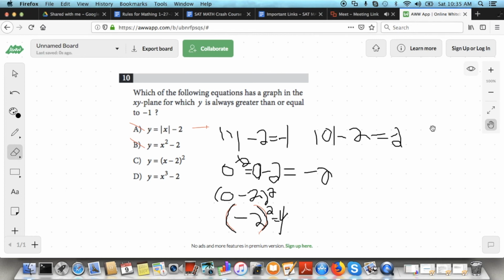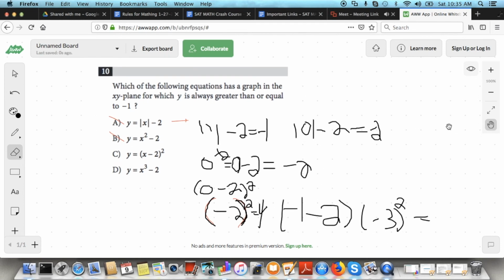Let's test another value for x to try to make that negative, or something less than -1. Do -1. Great. And I think we're starting to see a problem here, a good problem. So that's -3 squared equals... It's a 9, absolutely. Is there going to be any way for y to be negative? No, not on this one. Not for C, right?